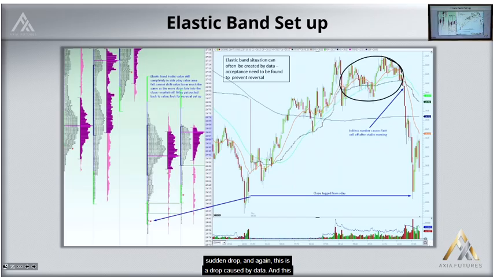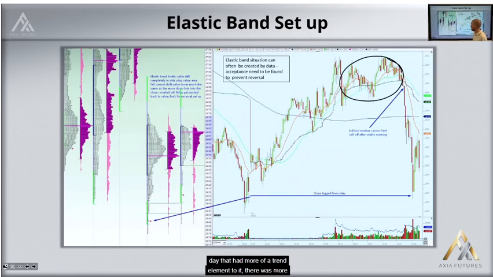So when you get a sudden drop, and again, this is a drop caused by data, and this is often the case with these elastic band trades, that when you have a market that's very well established and data moves it away from where it's trading, unless that data is significant enough and causes a big enough change to actually generate continuation, this is often the chance to then play that trade back to where it came from, because the market is happy there.